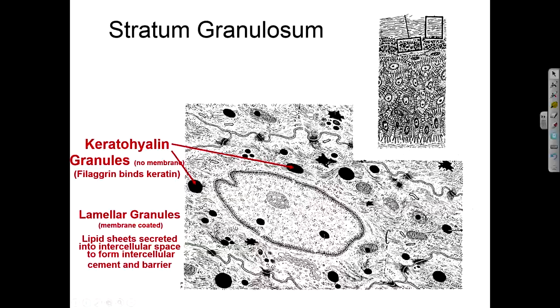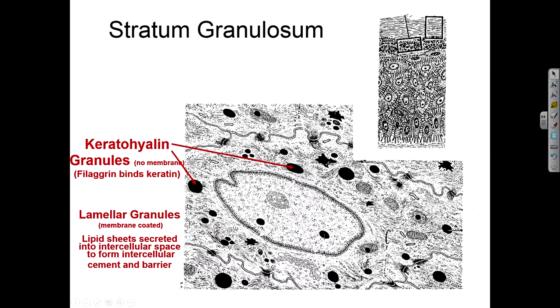Then the third living cell layer, going up higher, out to the outer surface of the body, the third and last living cell layer, is the stratum granulosum. The stratum granulosum gets its name because it has granules in the cytoplasm of the cells. These granules are the keratohyaline granules, which are not membrane bound, and lamellar granules, which are membrane coated. The lamellar granules contain lipids and compounds that form an intercellular cement.